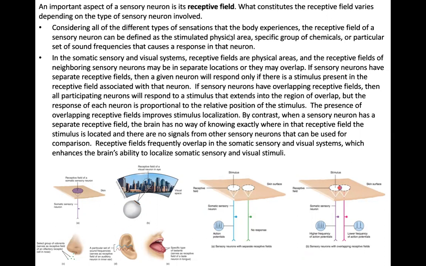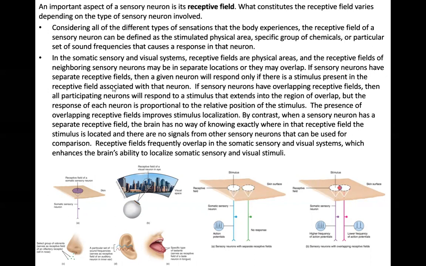Considering all the different types of sensations that our body experiences, the receptive field of every sensory neuron can be defined as the stimulated physical area, like what was shown here, specific groups of chemicals like smell and taste, or particular sets of sound frequencies. Regardless, they have to cause a response in that neuron or neurons. In our somatic sensory and visual systems, receptive fields are physical areas, and receptive fields for neighboring sensory neurons may be in separate locations, like we show here, where they are not overlapping, or they can be like here, where they are overlapping. And this is super important, okay?